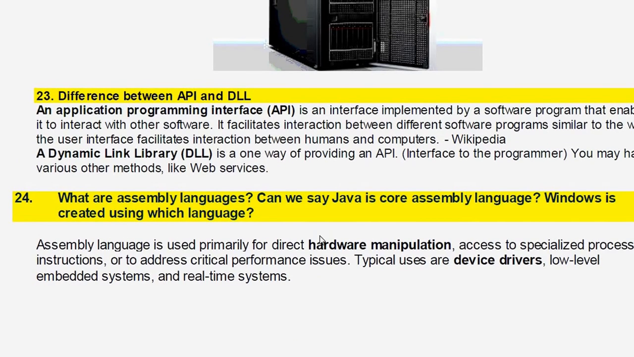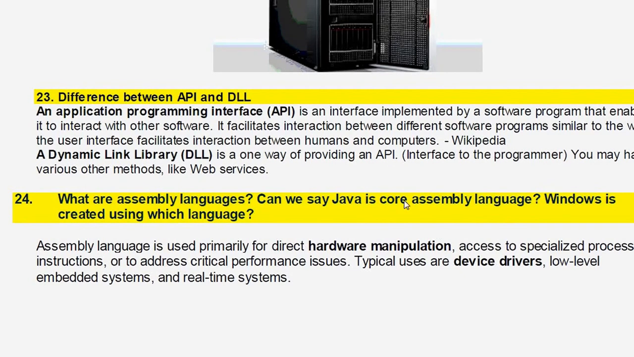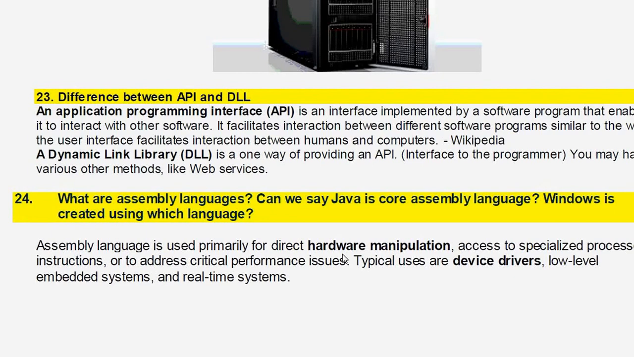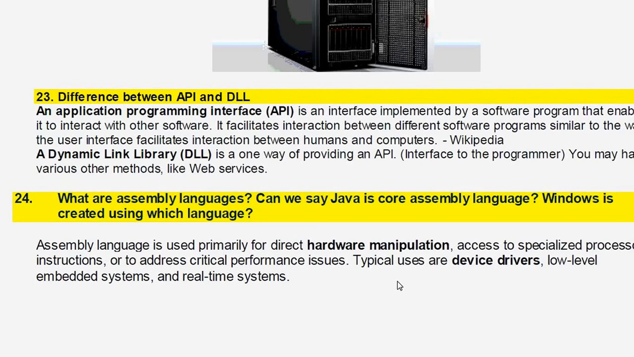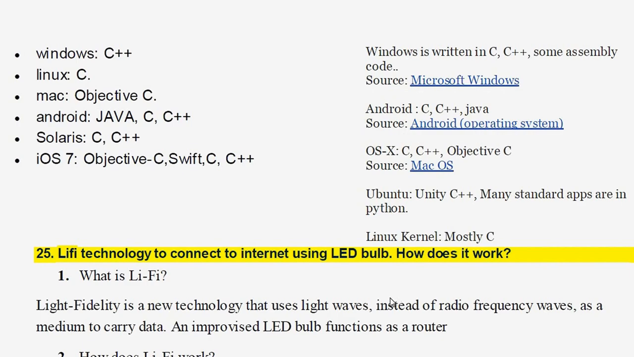So next question is, can Java be a core assembly language? Java can be used to write a program for the device drivers, low-level assembly language, but it's not a core assembly language. C and C++ can be considered as a core assembly language. How is Windows created, using which language? Windows is created using C++.